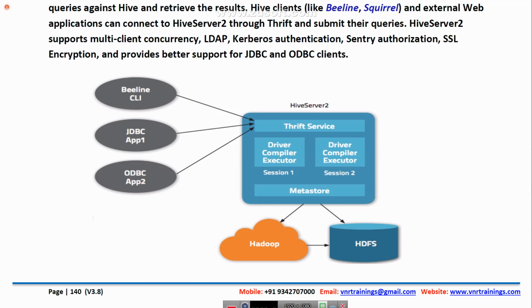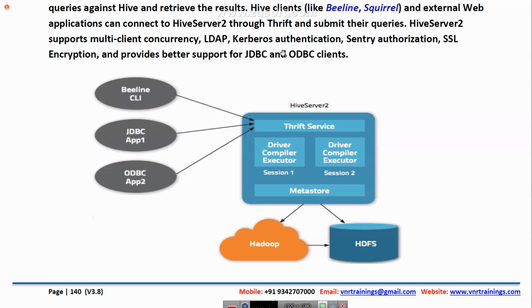Any questions? So Hive server 2 supports multi-client concurrency, LDAP, Kerberos authentication, Sentry authorization, SSL encryption, and provides better support for JDBC, ODBC clients. Hive server 2 supports multi-client concurrency, so multiple people can connect to Hive server 2 at a time. Second thing, it supports authentication, LDAP, Kerberos authentication.